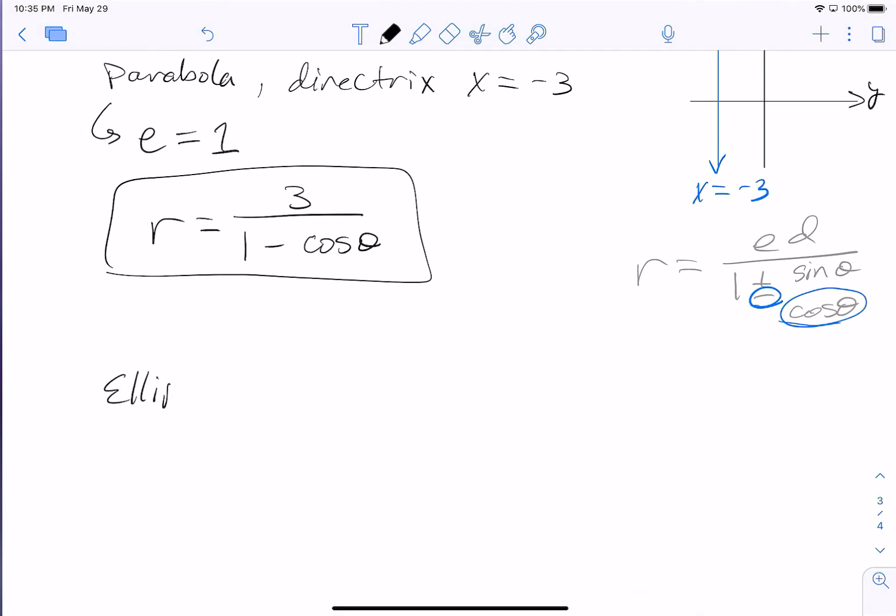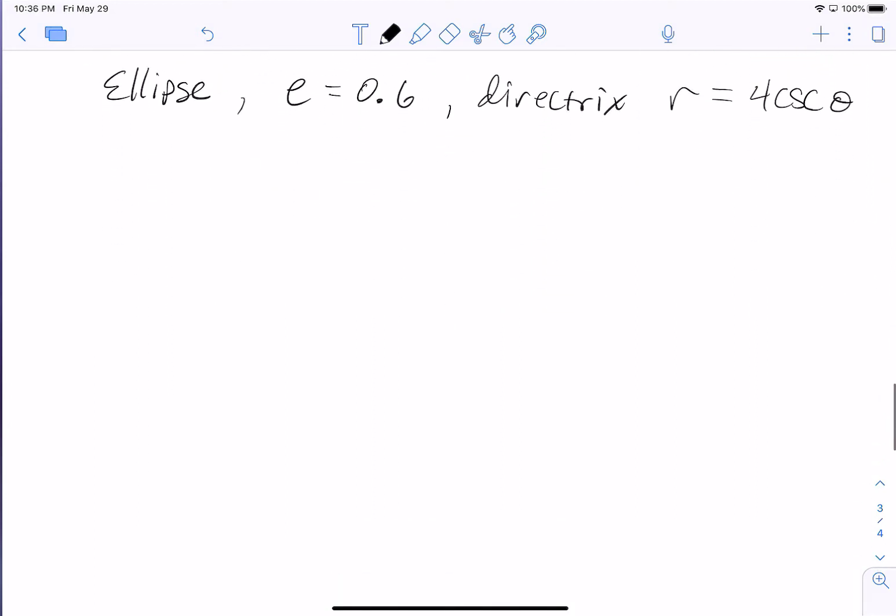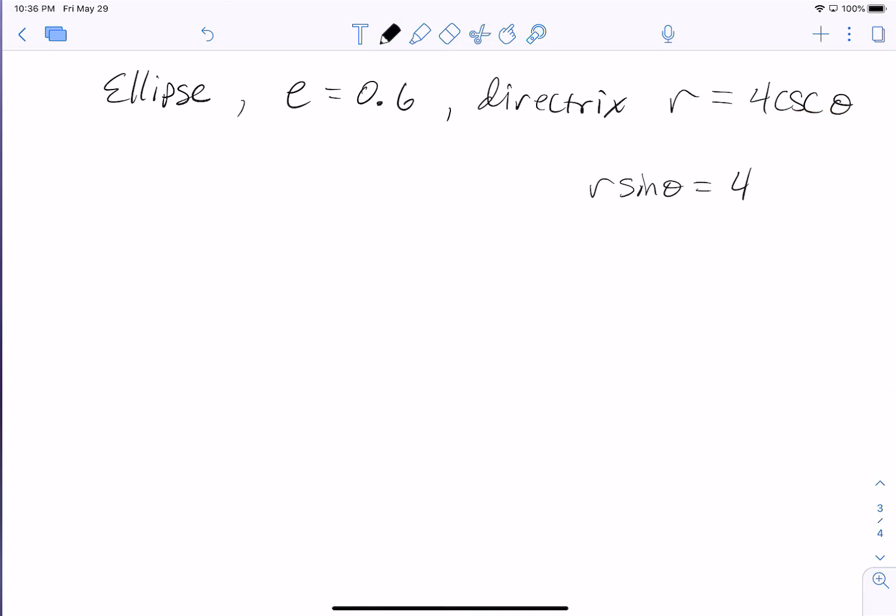We're going to be looking at an ellipse with an eccentricity of 0.6 and a directrix that has an equation r is equal to 4 times the cosecant of theta. Well, we know that e is 0.6, and let's look at this directrix equation. If we convert this to rectangular coordinates, then we'll know what it looks like, right? So we're going to multiply both sides by the sine of theta. We get r times the sine of theta is equal to 4. So the equation of this directrix is y equals 4.